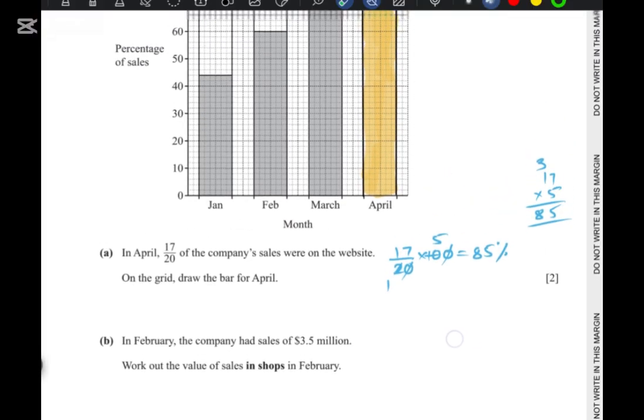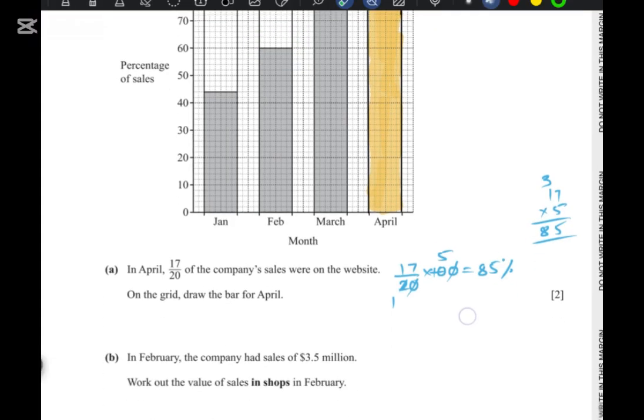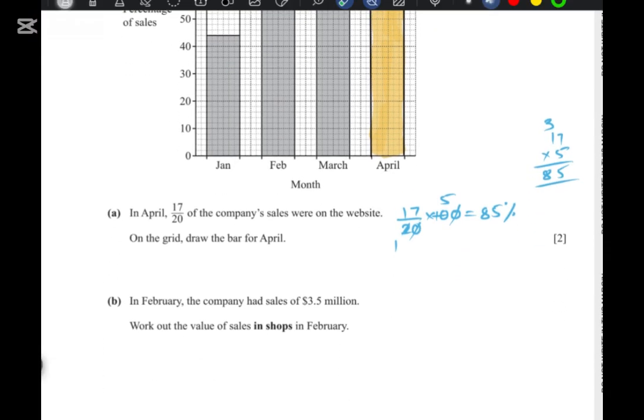And how much percentage was in websites? It was 60%. 60% on website, so shops will be 40%, because 100 minus 60 is 40. So we have to find out 40% of 3.5 million. 40 by 100 into 3.5 million.